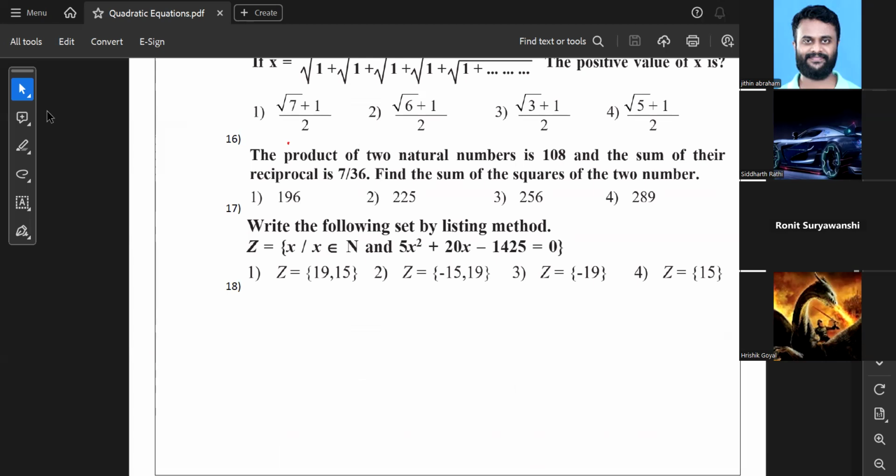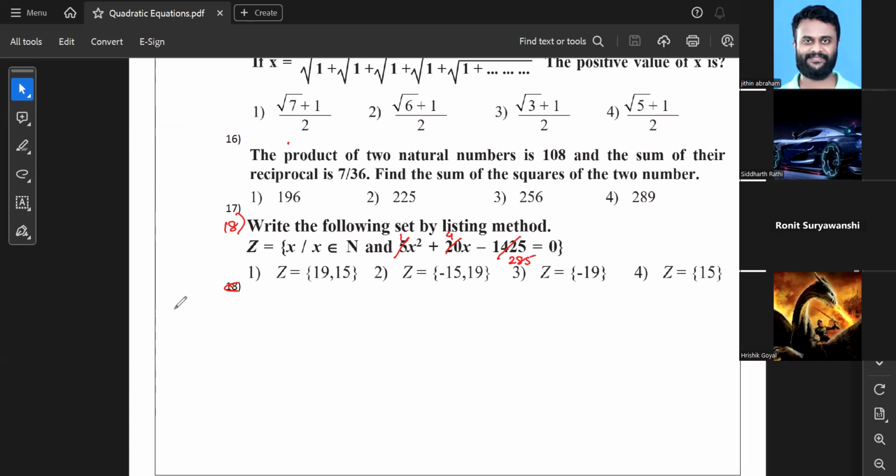The 18th one. Write the following set by listing method. So first of all, z is equal to x. What all x? The conditions are it should be a natural number. The second condition is that it should satisfy this equation. So let us try to satisfy this equation. First of all, I'm going to take 5 common and make the number smaller. When I take 5 common, this will become 1, this will become 4, and this will become how much? 285. Correct, 285.